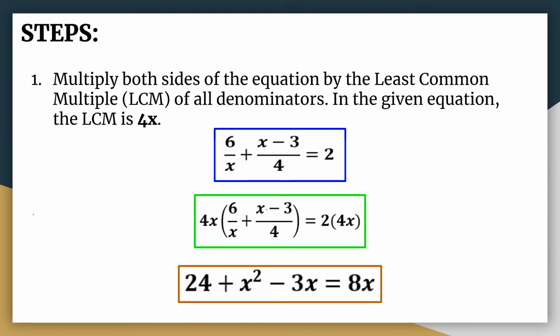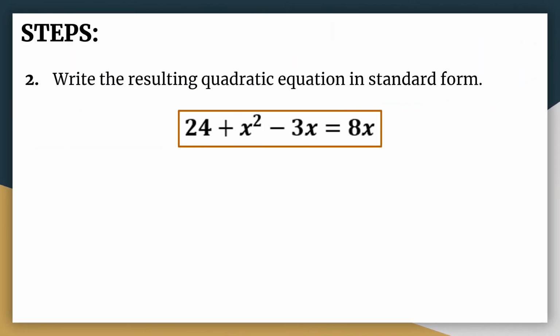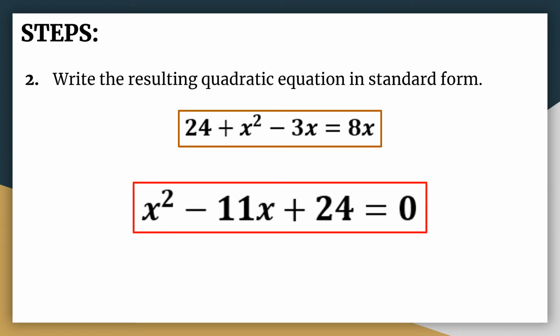So we proceed. Now 24 plus x squared minus 3x equals 8x, and we have x squared minus 11x plus 24. Wow, how did we get that, ma'am? So we're just going to simply combine the like terms. I'm going to write first x squared, then minus 3x. Then I'm going to transpose this 8x. Since it's positive, we're going to make it negative 8x. Then write our plus 24. Then just combine 3x and 8x. Both negatives are going to add so that it becomes negative 11x.